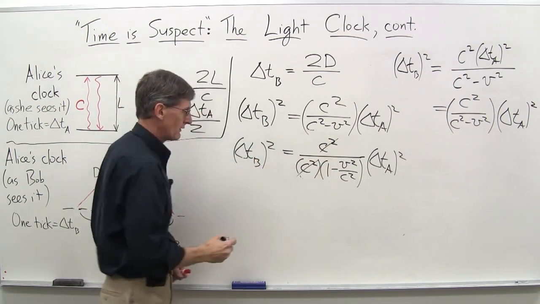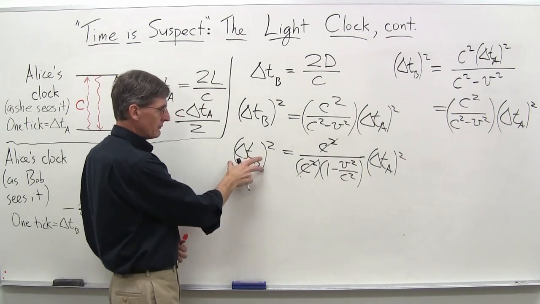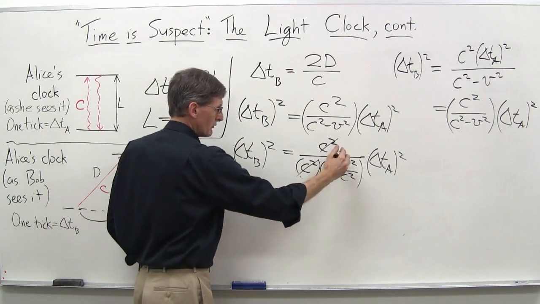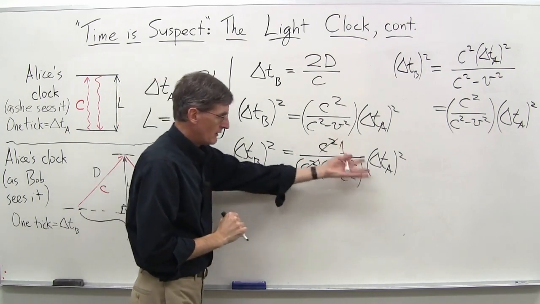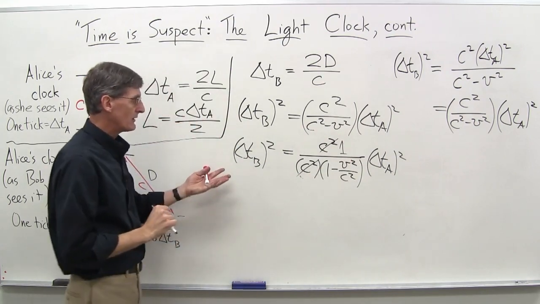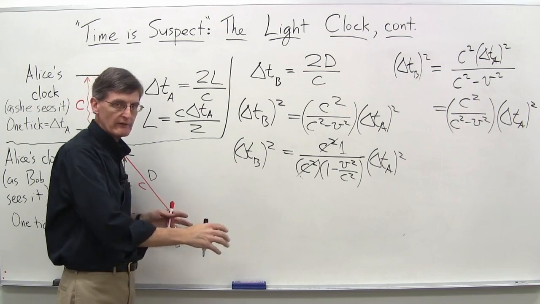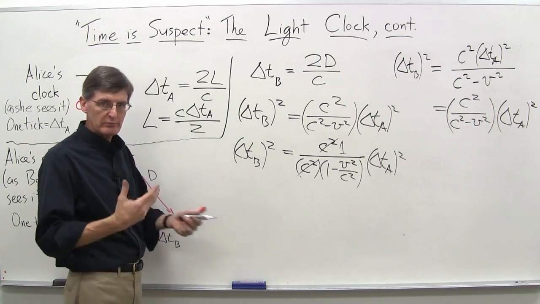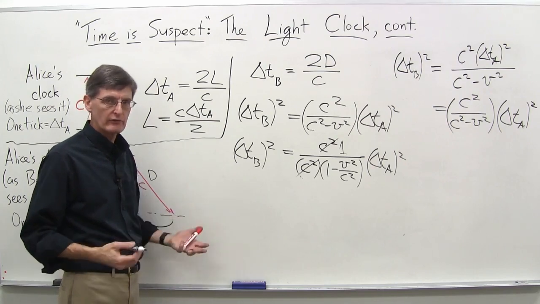Get rid of that. And so we can write this as delta TB squared equals 1 over 1 minus v squared over c squared times delta TA squared. But now let's take the square root, get rid of these squares. Since all our quantities are positive, you may remember when we do square roots, we've got to do a plus or minus to be precise about it. In this case, everything's going to be positive.